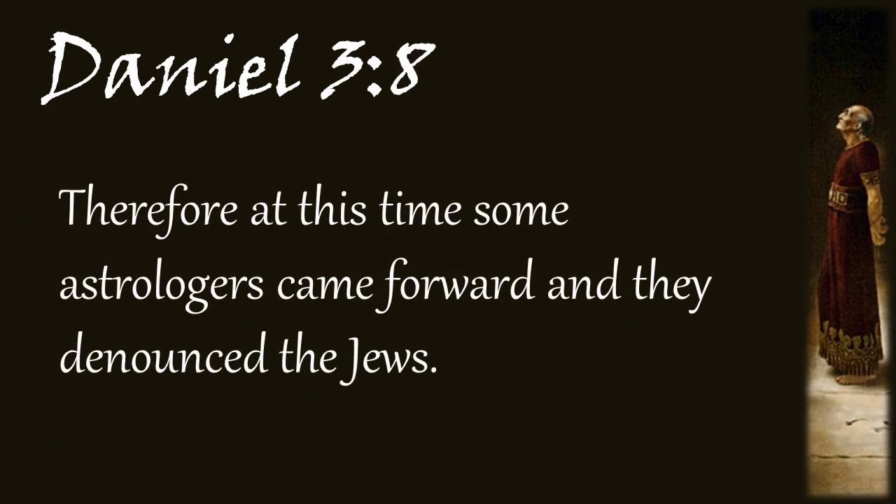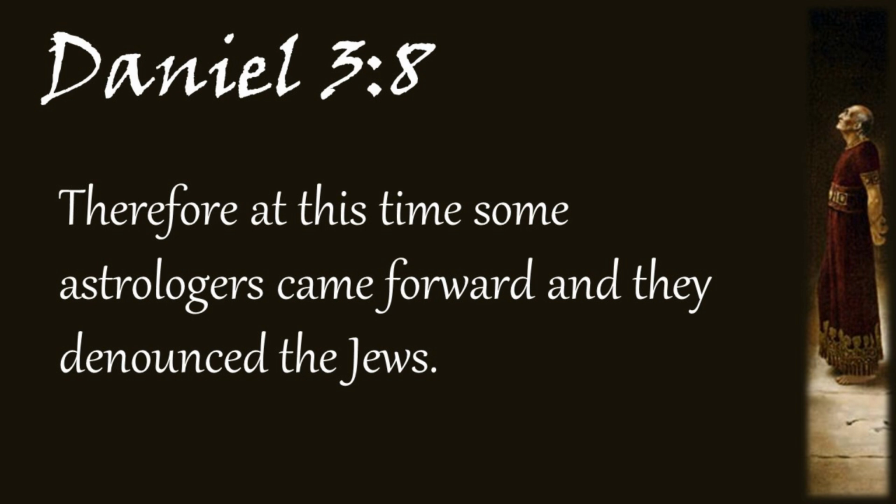Verse 8. Therefore, at this time, some astrologers came forward and they denounced the Jews. Now, if it weren't for this verse, we might not even think of a Jewish per se connection. They didn't bow down. We know that. This is no spoiler alert. Shadrach, Meshach, and Abednego don't bow down, and they could have just been thrown in for that. But this implies that there's an anti-Semitic element to this. And the word therefore at the beginning of the verse implies a kind of causal relationship.